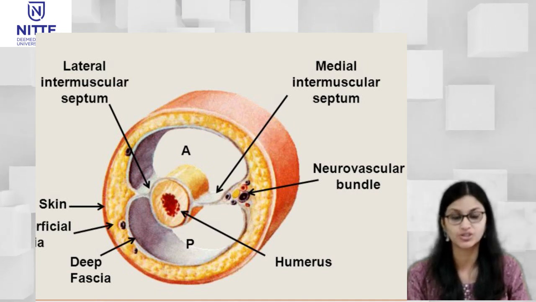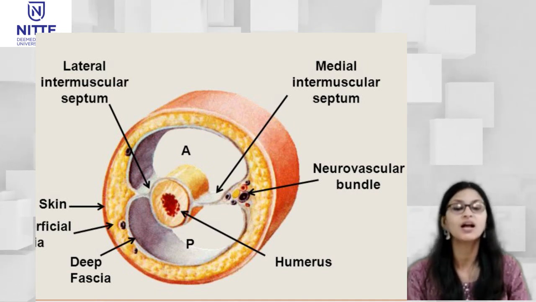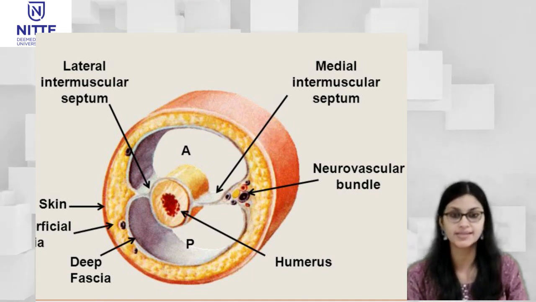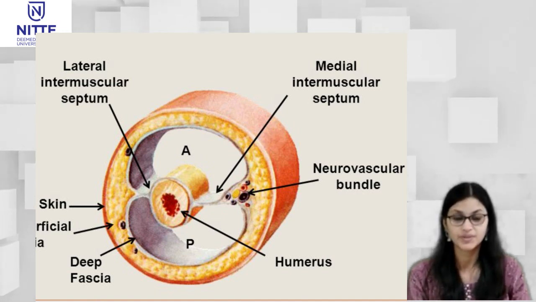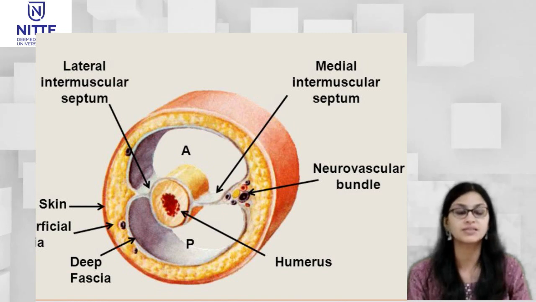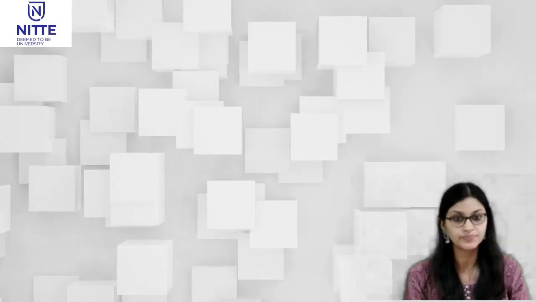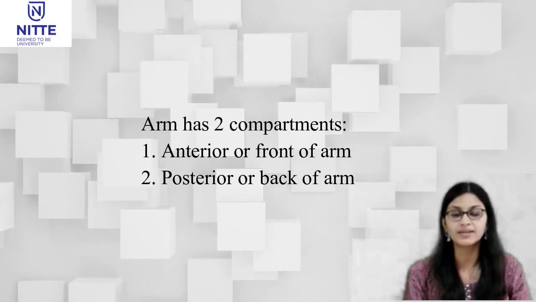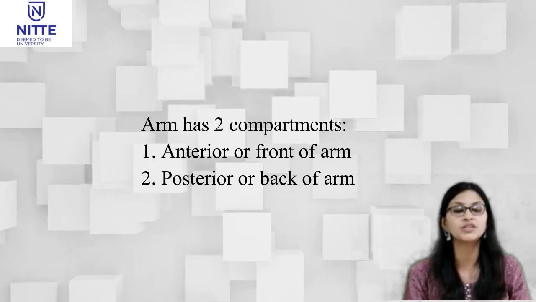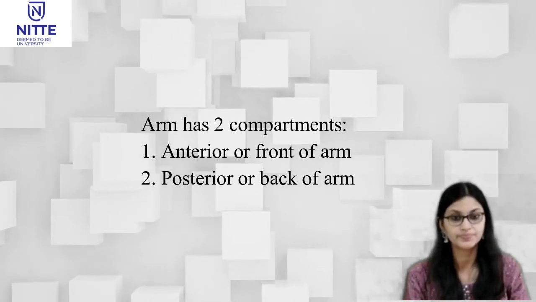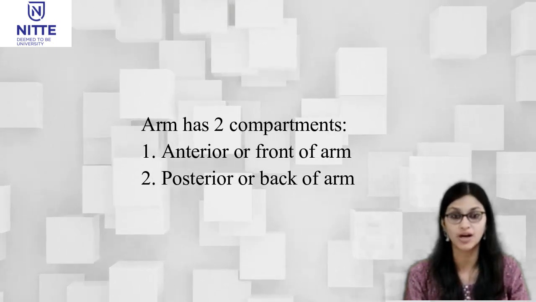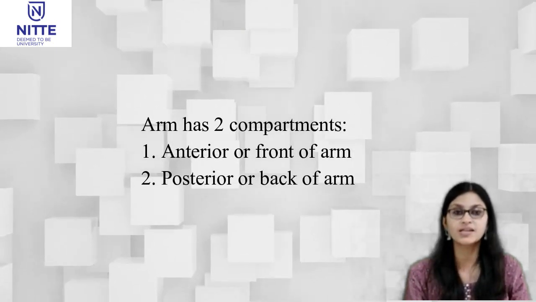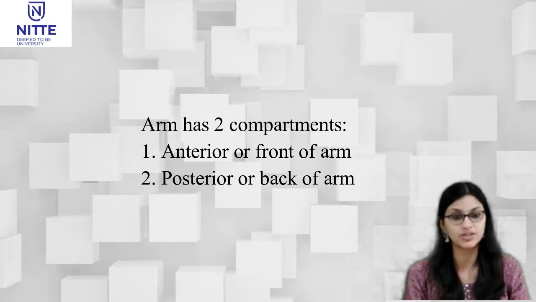forms the two modifications called as the lateral and medial intermuscular septum. So these two intermuscular septa are very prominent in the lower part of the arm, dividing the arm into two compartments: anterior compartment or front of the arm, posterior compartment or back of the arm.